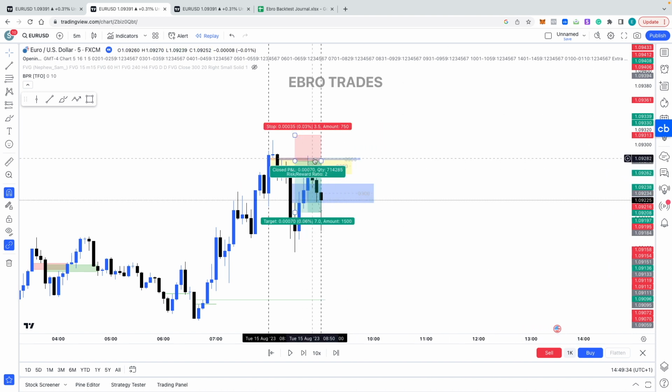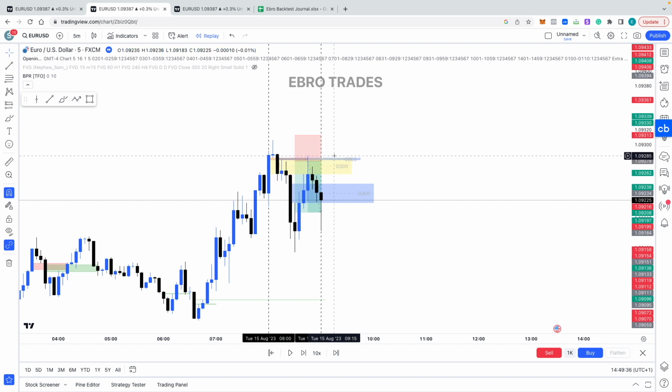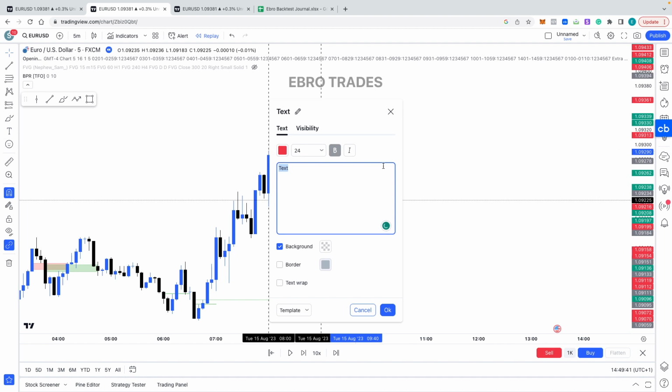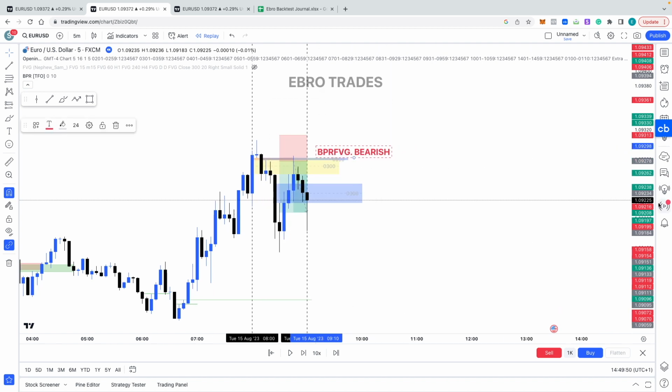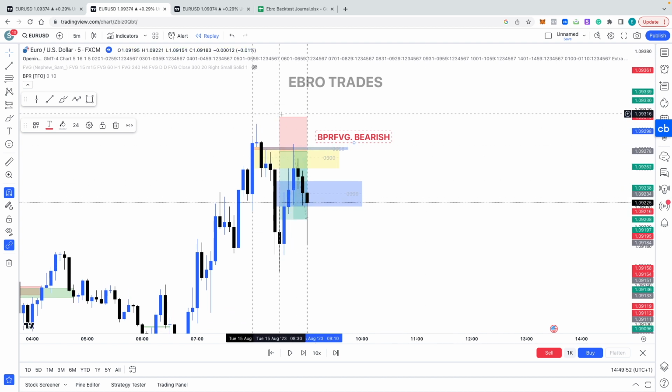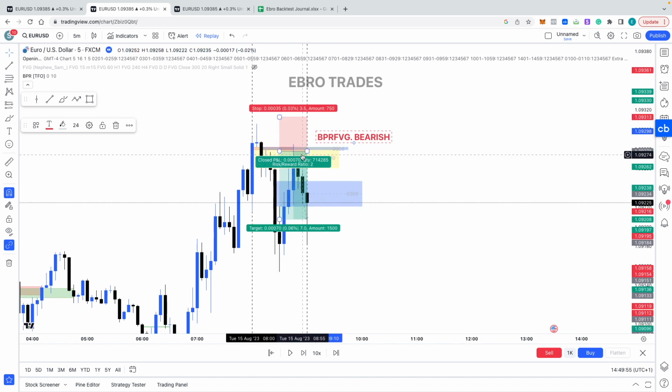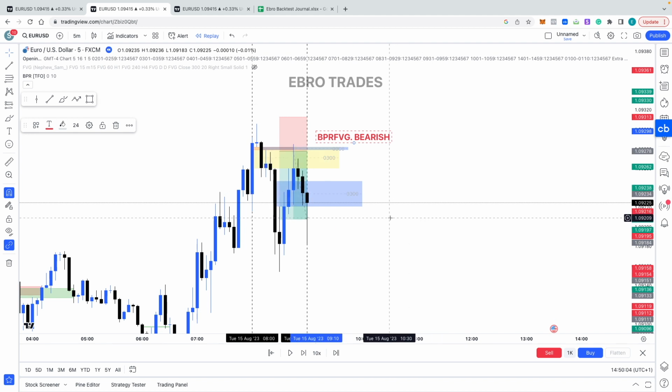So we tapped into our bearish BPR FVG. So this right here is what I will call BPR FVG bearish. 2 to 1 risk reward ratio. We tapped in perfectly, sniper entry, and take profit. Short trade, perfect. This is the perfect case study. And yeah, we'll now go on to the next example. Hopefully this makes sense.